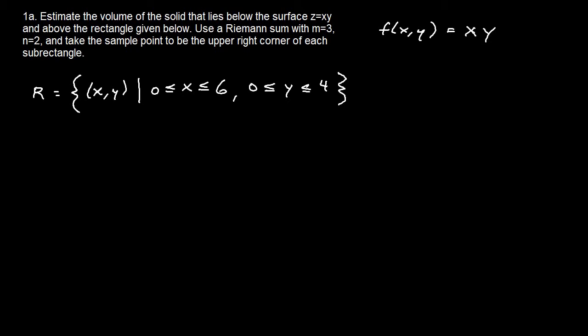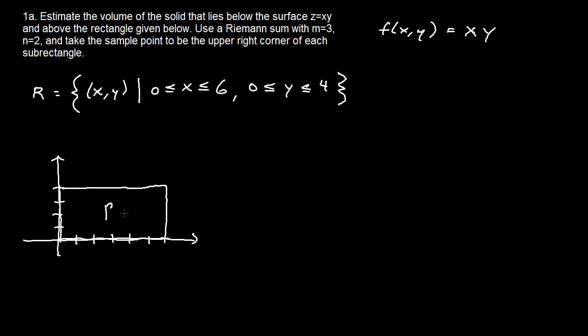Now the rectangle R is given in set notation here as all xy points such that the x values range from 0 to 6 and the y values range from 0 to 4. So if we were to draw this out in a coordinate plane here, once again the x values range from 0 to 6. We have 1, 2, 3, 4, 5, 6. And the y values range from 0 to 4, so 1, 2, 3, 4. So this is the rectangle that we create using this set notation here. So this is going to be the rectangle R.